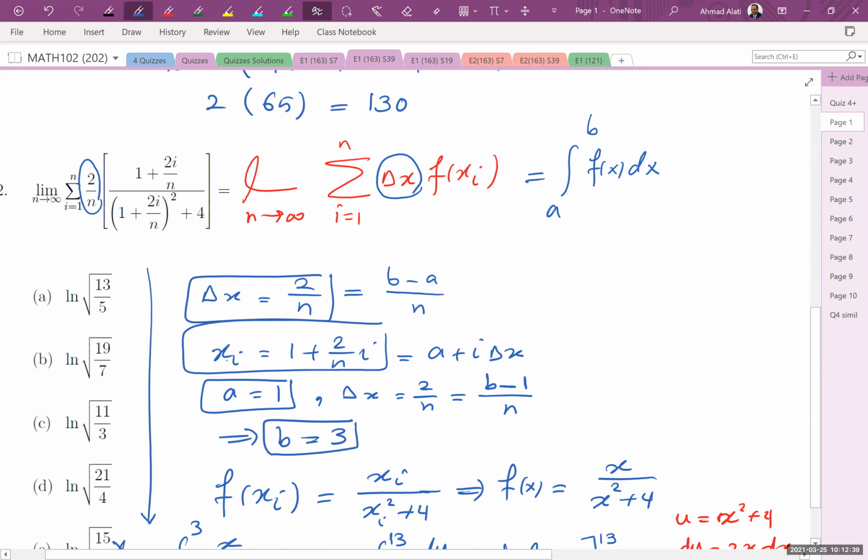And again, why I thought about x_i like this, because of course I have delta x to be 2 over n. So this will be 1 plus i delta x. So this, by the definition, is a plus i delta x. It is the x_i.